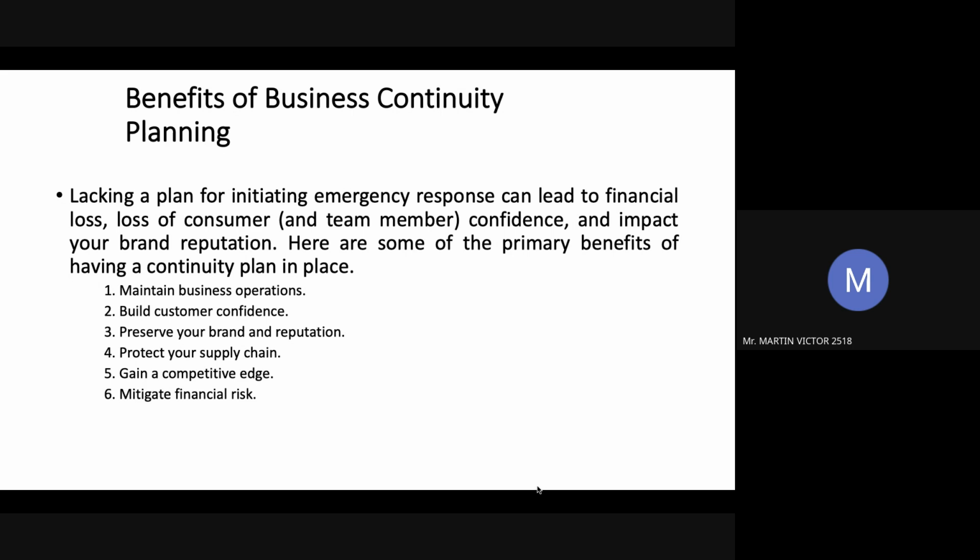We can maintain business operations as always. We can build the customers' confidence, and the employees' confidence as well. Then preserve the organization's brand and reputation. We can protect the supply chain, the complete process from the raw material to the end product. We can gain a competitive edge, and then we can mitigate financial risk.